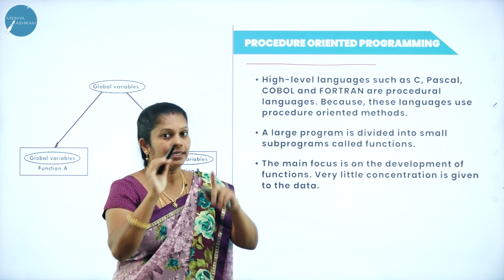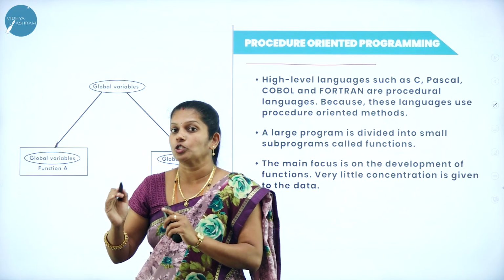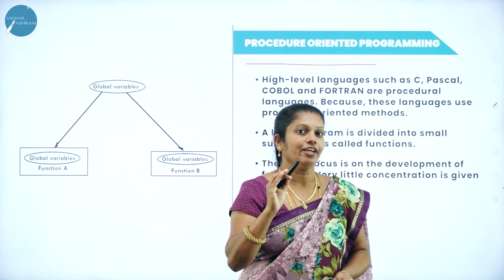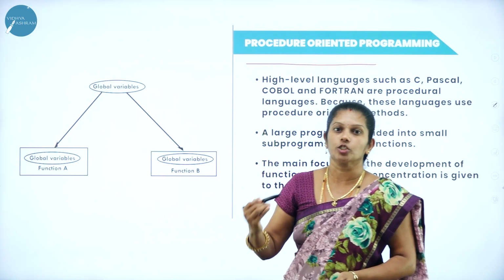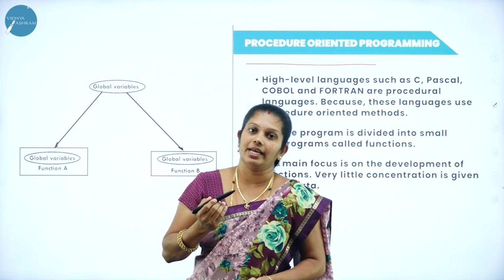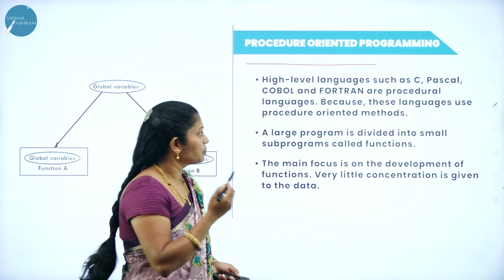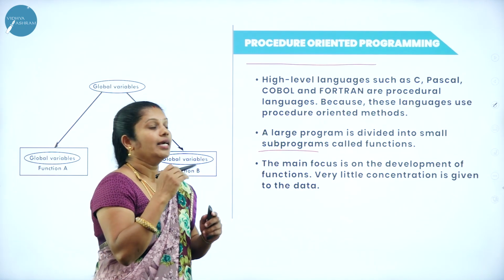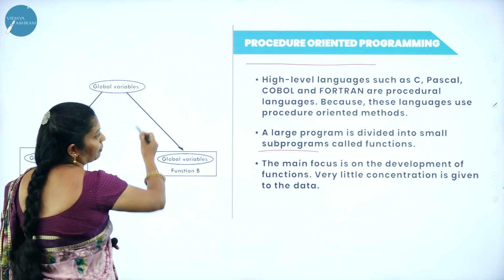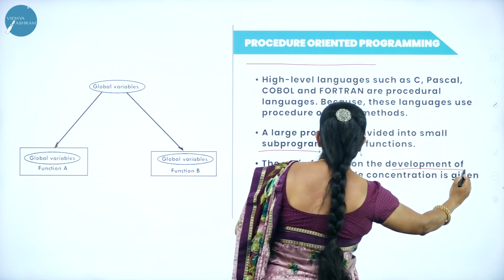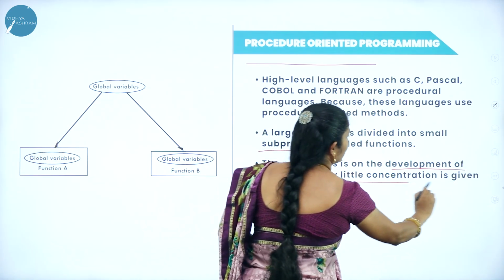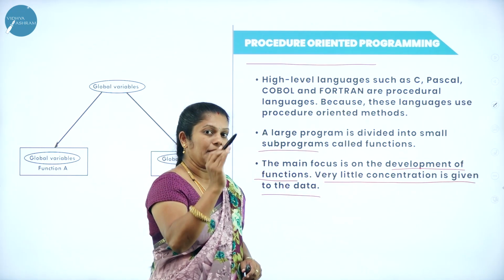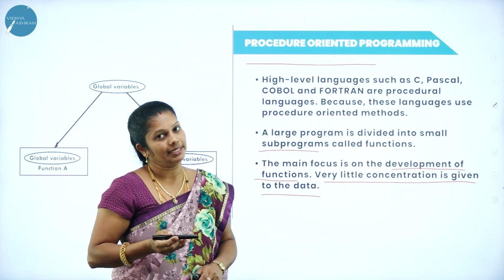In procedural-oriented programming, the large program is divided into small subunits. That subunit can be called a module. And the technique of dividing the large problem into small units is called modularity. In procedural-oriented, it will divide the program into small units, and here it follows the top-down approach, mainly focusing on the development of functions. Very little concentration is given to the data. What is the procedure? What is the step? Mainly it will concentrate on that, not on the data.